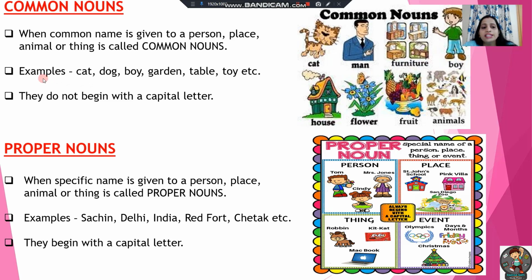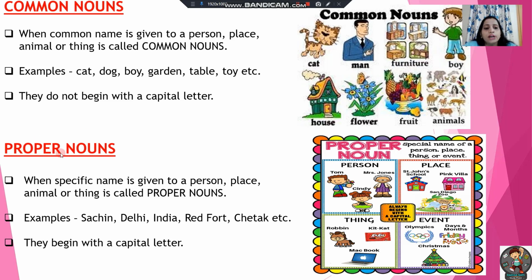Okay. For example, आप यहाँ पे देखिए cat, dog, boy, garden, garden can be any garden, table, table can be any table, and toy, toy can be any toy, etc. So these all are examples of common nouns. Okay, and one more thing, they do not begin with a capital letter. A common noun never begins with a capital letter.